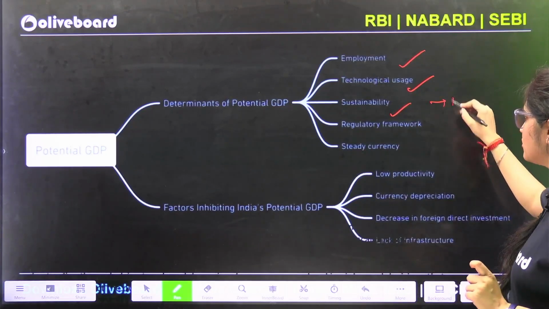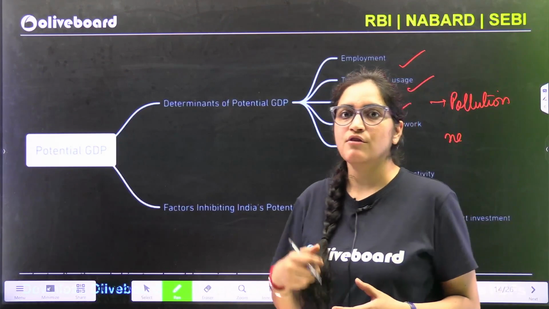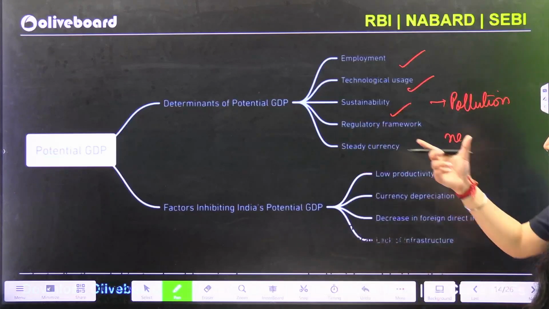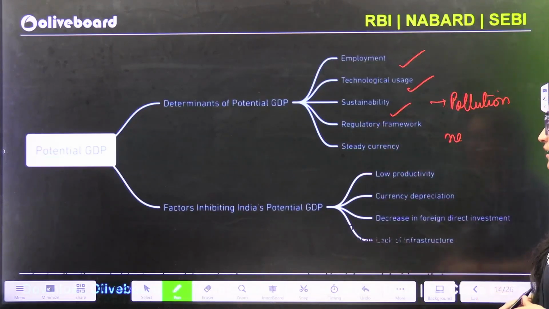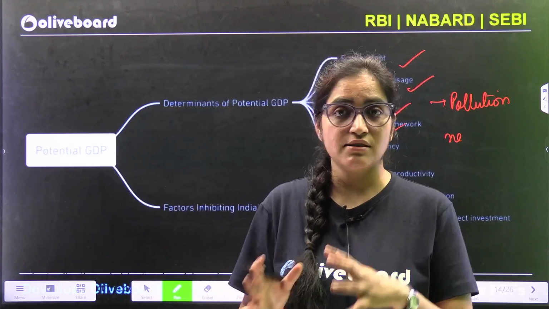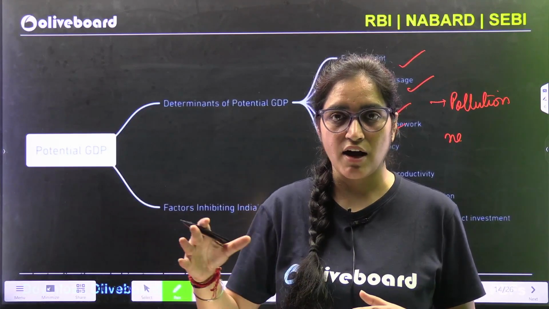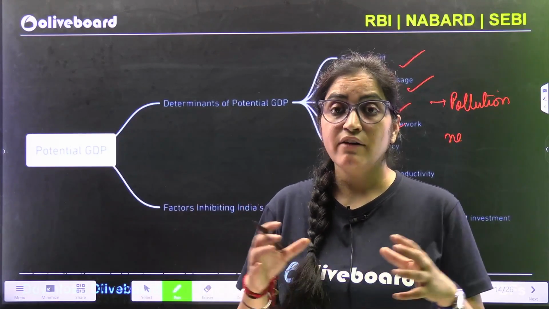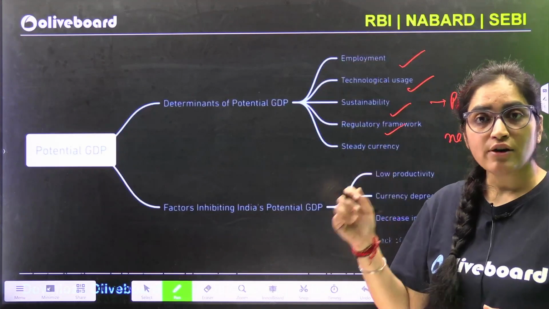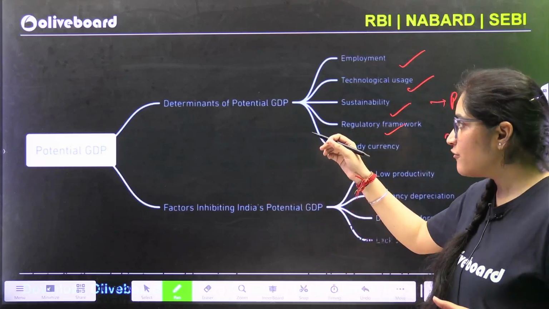What amount of pollution is there? What are the negative externalities created because of excess pollution? We have to take that into account when we are trying to calculate potential GDP. Then the regulatory framework: what is the amount of regulation in the economy? Is the economy open? India opened its economy after the year 1991. So what is the level of openness? What is the level of competition within the economy? What is the quality of goods or services being produced in the economy? That is also one of the determinants of potential GDP.